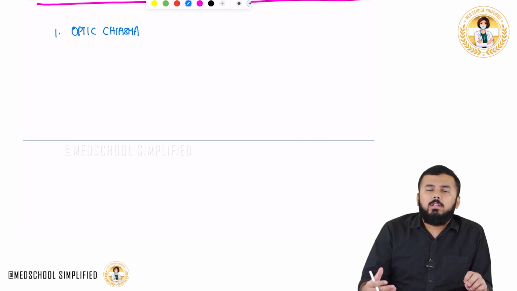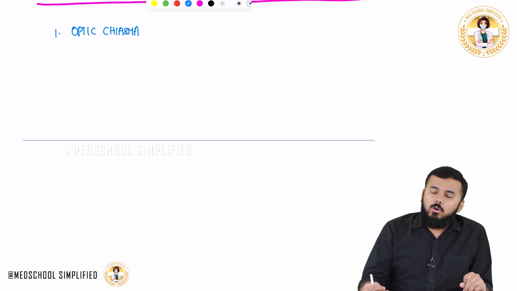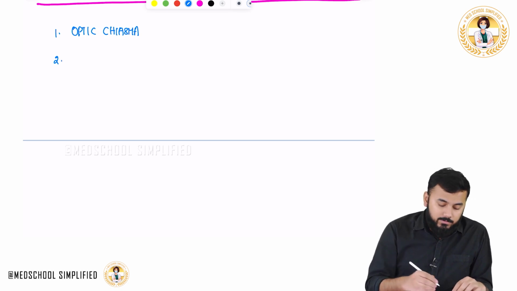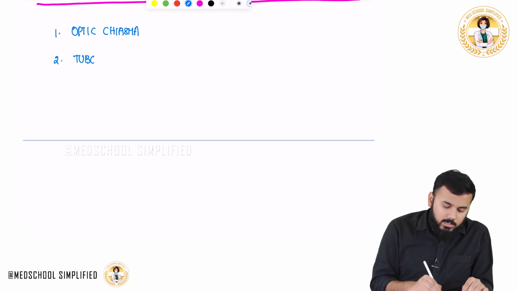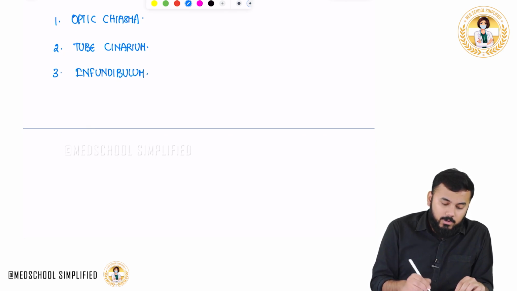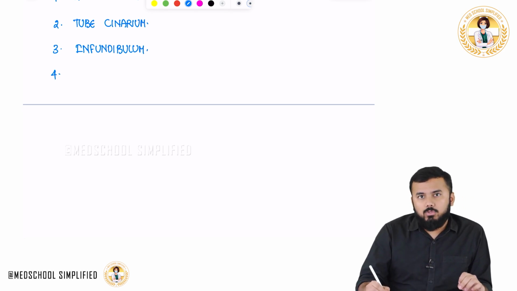What is the third ventricle? It is the cavity of the diencephalon. All of you know that the diencephalon consists of thalamus and hypothalamus, right? So the second important thing, after optic chiasma, is the tuber cinereum. After that, the third important thing we shall have is the infundibulum. Next, the fourth important thing we shall be discussing is the pars nervosa of the pituitary gland.